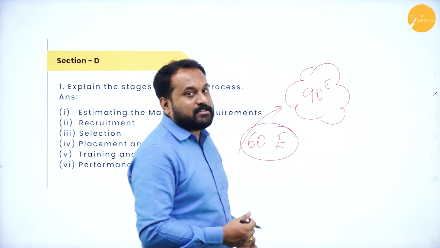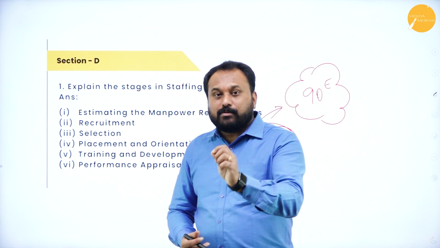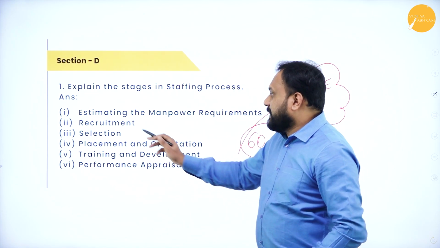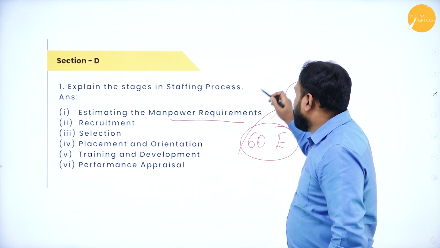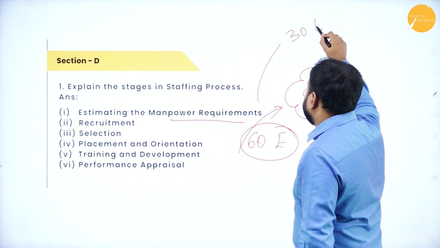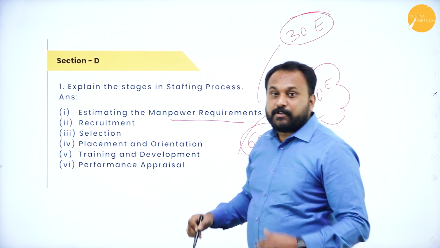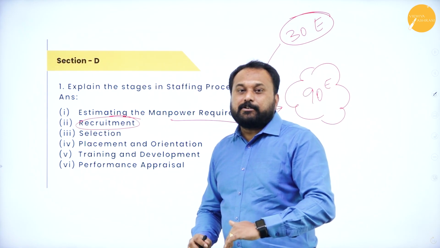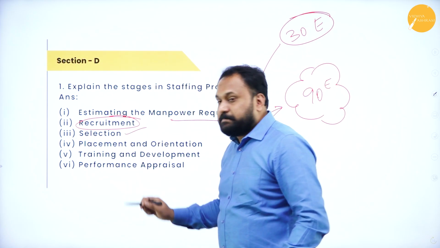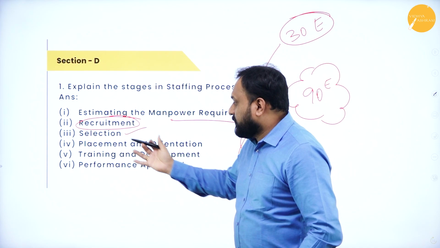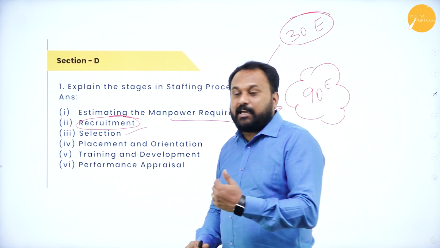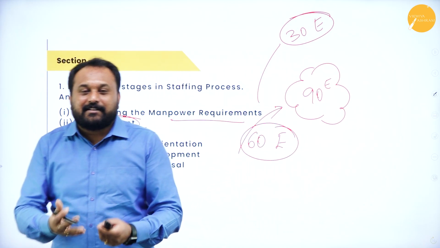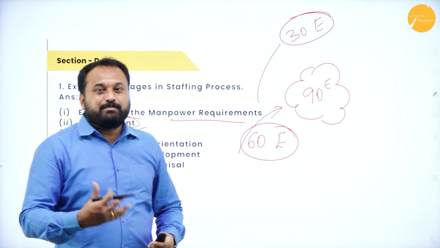So why the staffing process is required is to know who and what is the number of people you need to recruit. So the first thing is estimating the manpower recruitment. So we got to know that there should be 30 employees whom we are supposed to recruit. The next thing is, recruit them, that is, invite the people to face an interview. After that, select them. Then go with placement and orientation. Then go with training and development. And the last one is performance appraisal. Appreciate their work. When you appreciate their work, definitely they'll work for you more and more.